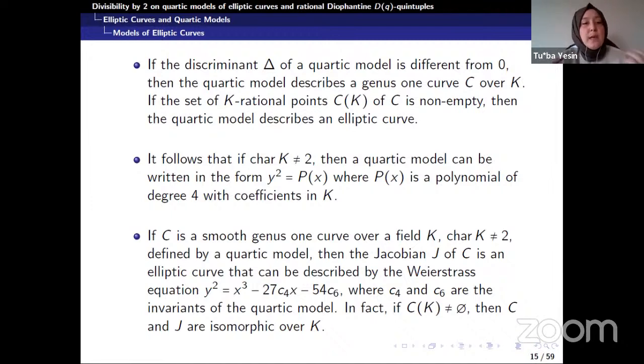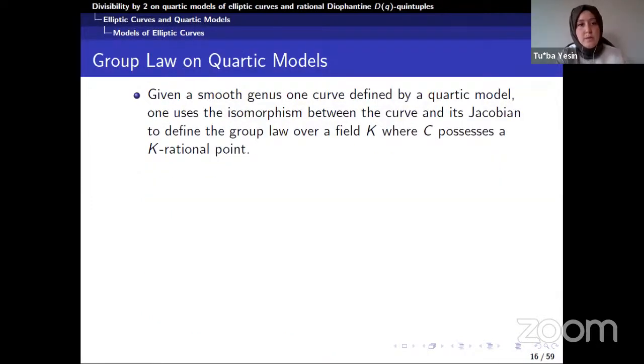That means if you take any two points, P1 and P2, and you want to add them, there is an exact explicit formula to get this addition. And this addition is actually defined by the tangent process. But for the quartic model it is another story. Unfortunately, for the quartic model, we don't have a group law. First, we should put a group law on the quartic models.